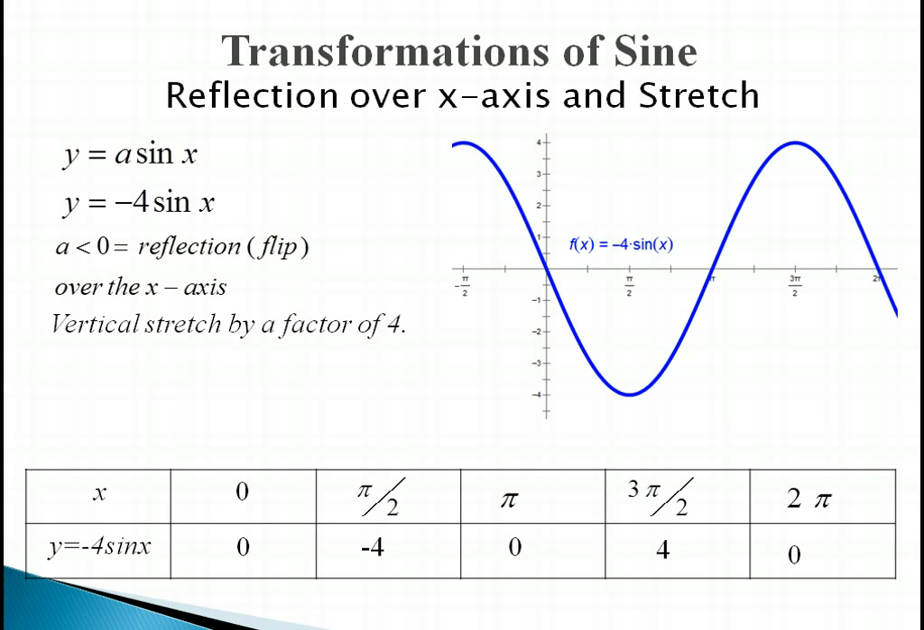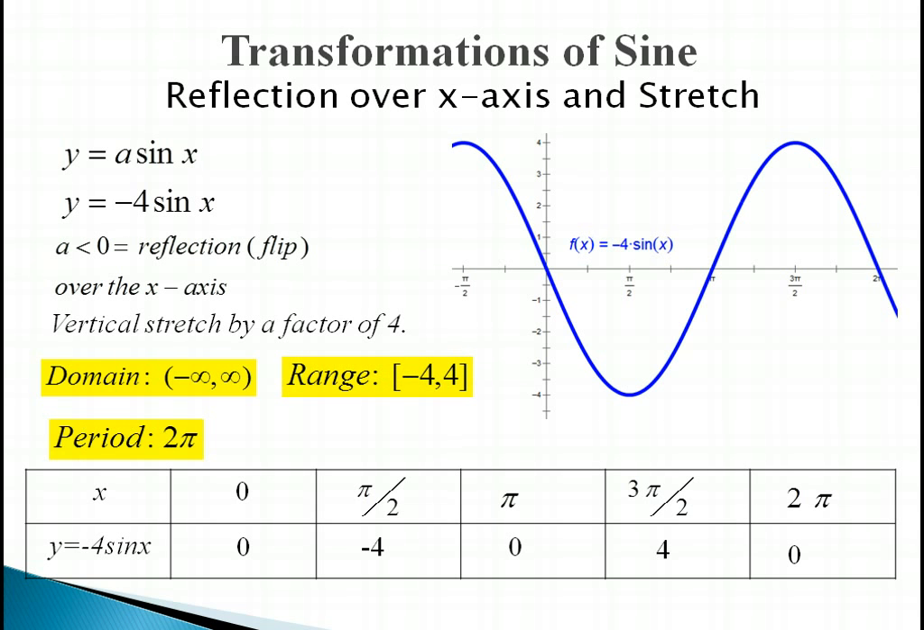Our domain is still all reals. We still have a vertical stretch by a factor of 4, so our range is going to be from negative 4 to 4. And our period is still the same. Our amplitude is 4.